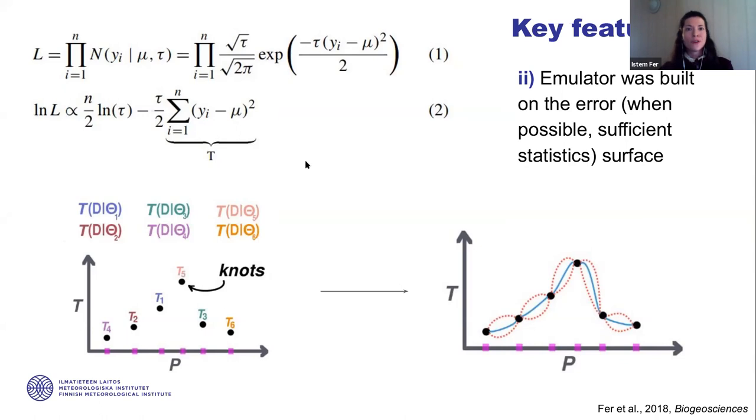And we took this one step further, and for some likelihood functions, we emulated the sufficient statistics surface, here denoted with T. Sufficient statistics has a formal mathematical definition, which I won't go into, but the advantage of emulating the sufficient statistics surface is that the statistical parameters of the likelihood, such as the tau, the precision here, can also be fitted in the MCMC simultaneously with the process-based model parameters.